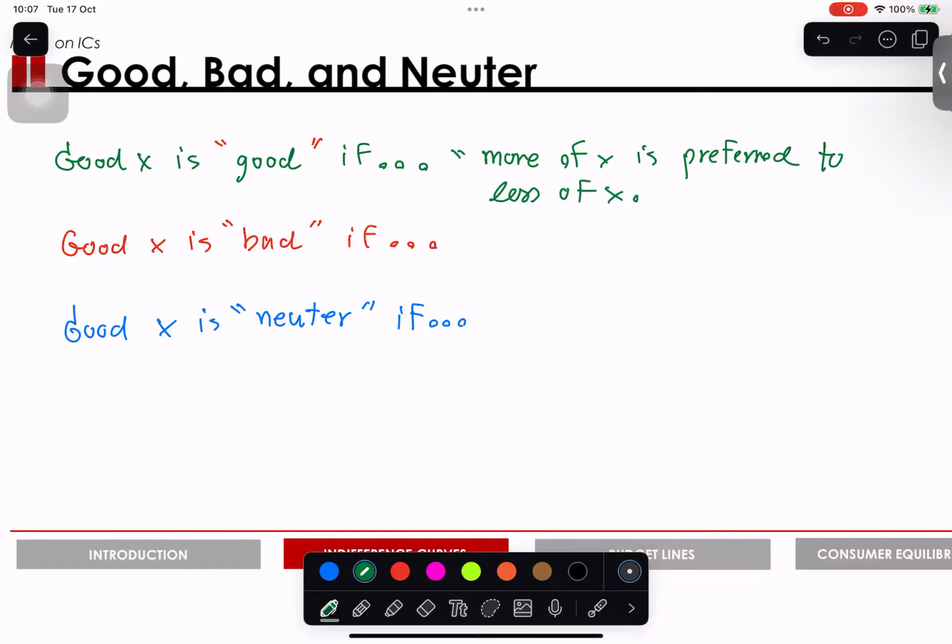That's quite straightforward. A good is bad when less is preferred to more. Think about pollution. Think about grade F or grade D. Less is preferred to more.